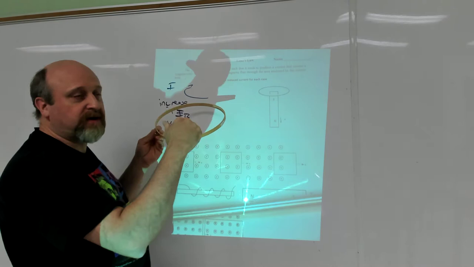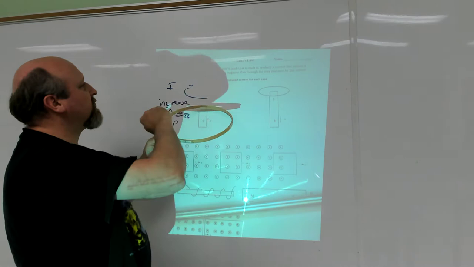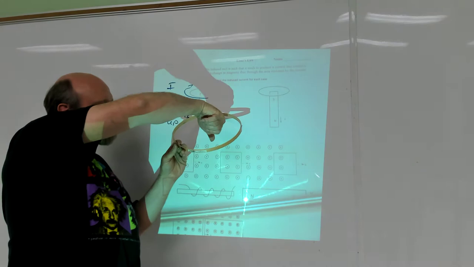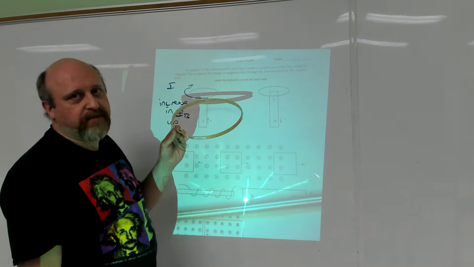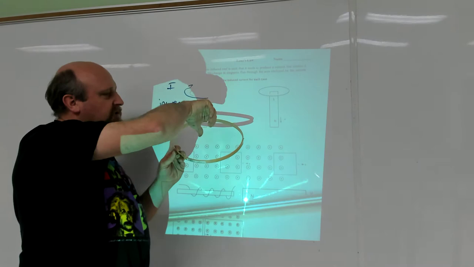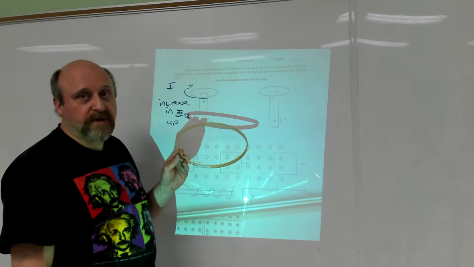Here's my loop. If the current is going around like this, clockwise, fingers are the current, thumb is the field through the center of the loop. And so I can just go like this. Oh, the field's down through the center of that. That's a quicker right-hand rule just for loops and coils of wire, where my fingers go with the current and thumb is the field through the center of the loop. All right? And that makes this a lot faster to think through.